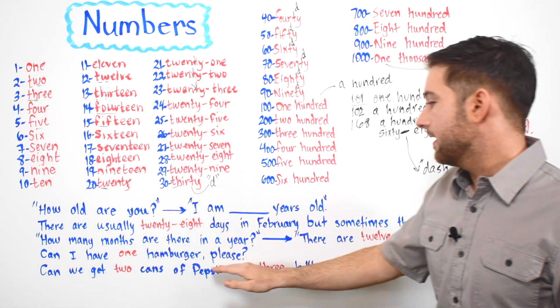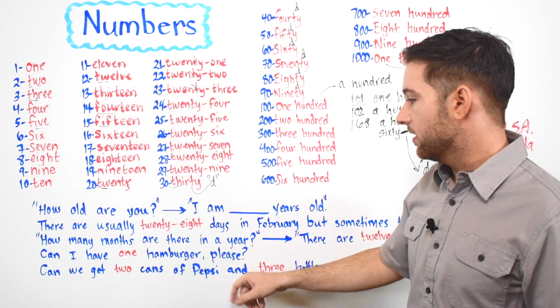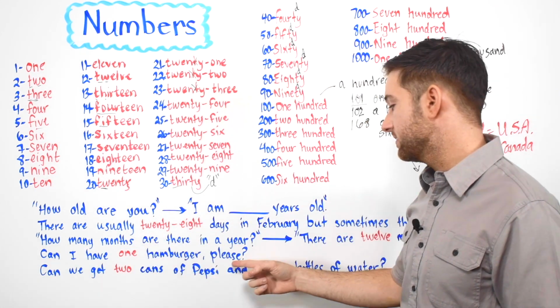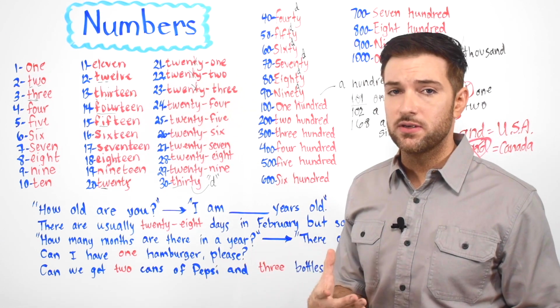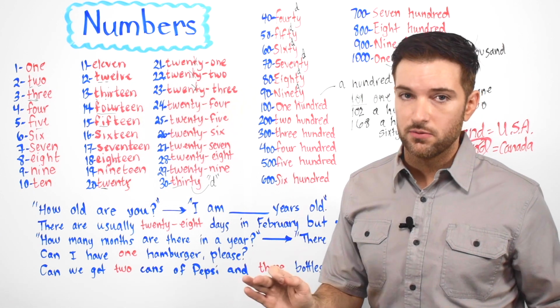Can I have 1 hamburger, please? So you're talking about how many hamburgers you want. You're at a restaurant, you can say, can I have, please? You always want to say please. In America, we are very polite, okay? So we always say please and thank you, always, okay?